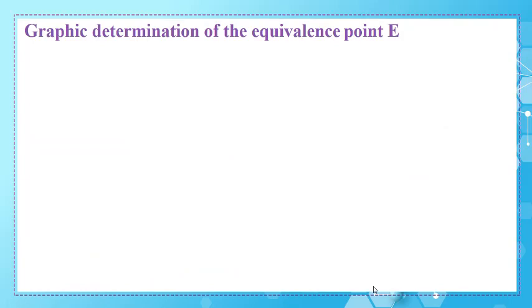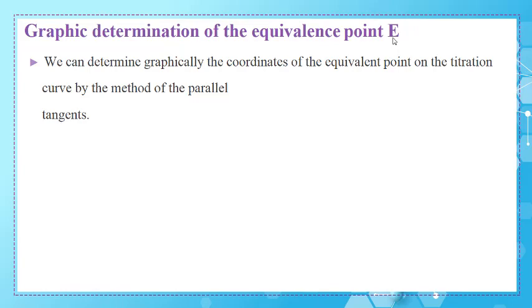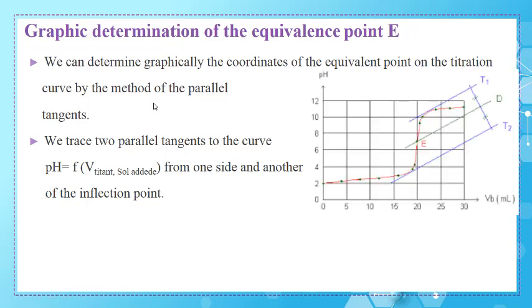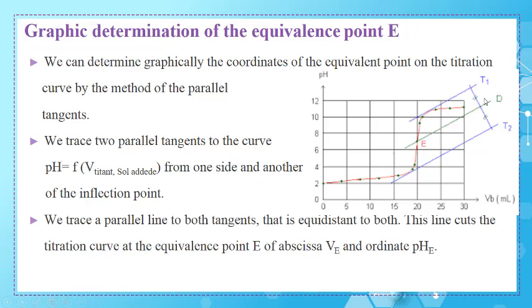Now, the equivalence point E shown there can be determined graphically. How? We can determine it graphically by applying a method called the method of the parallel tangents. How is this method applied? This is the curve. We have to trace a tangent before the variation of the pH and another after the variation of the pH, but these two tangents drawn here in blue have to be parallel. And then we have to draw a third line here, in green, that is equidistant to the two tangents, and this line cuts the curve at a point called E.